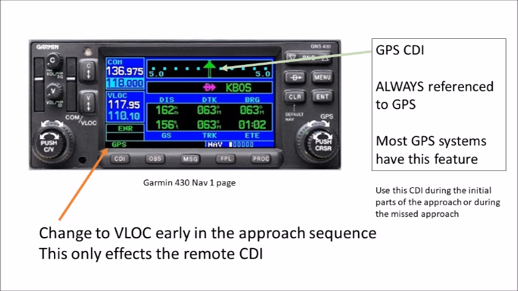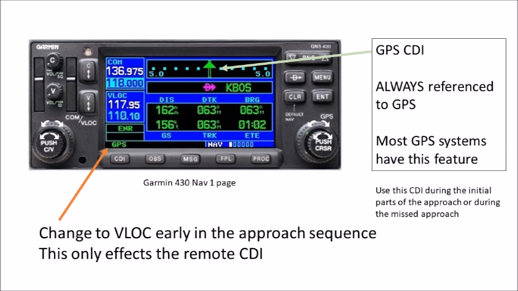So you're looking at the Garmin 430 Nav 1 page here. And I wanted to point out that the GPS CDI that is shown here in the picture is always referenced to GPS. Now, every general aviation navigator that I've ever seen has some sort of a display that depicts something that looks like a course deviation indicator, and that is always referenced to GPS, regardless of whether or not you've selected VLOC or GPS. The VLOC GPS setting really determines what the remote display is going to be showing.